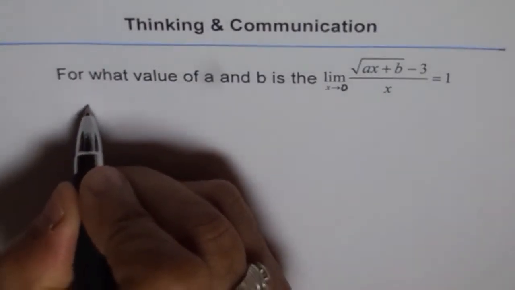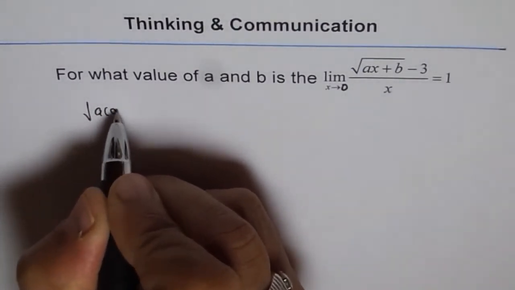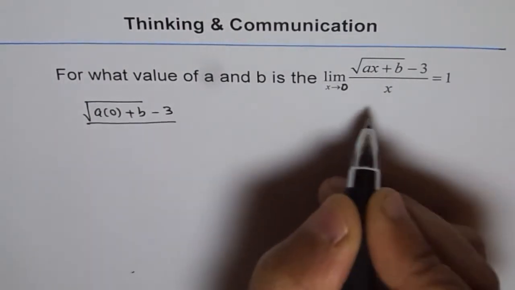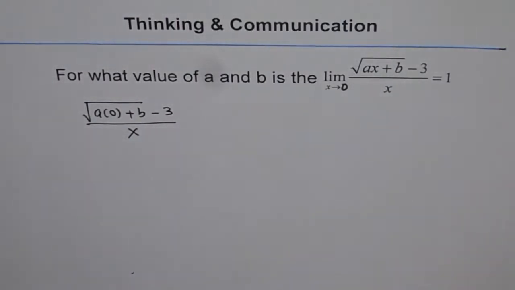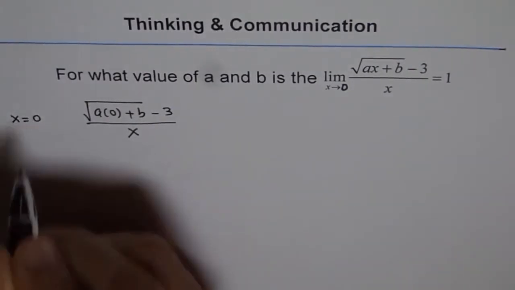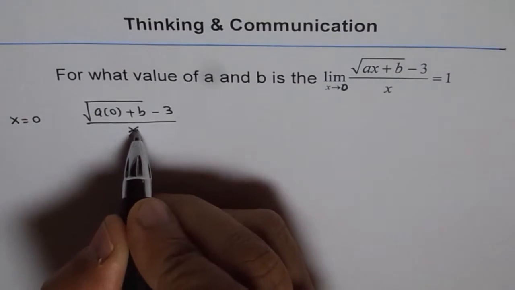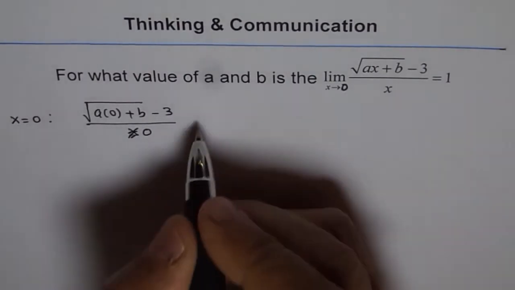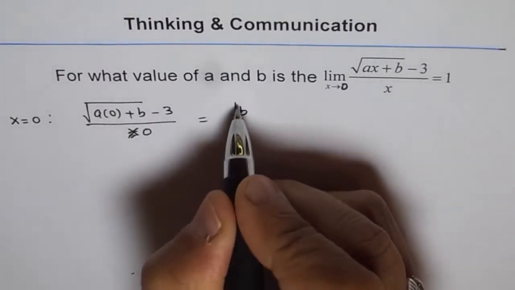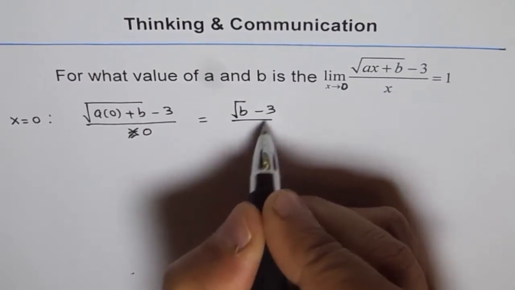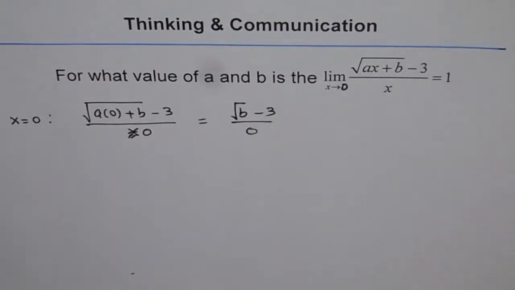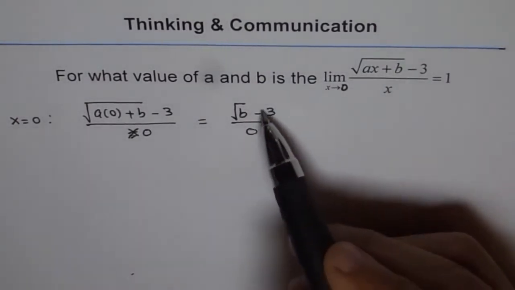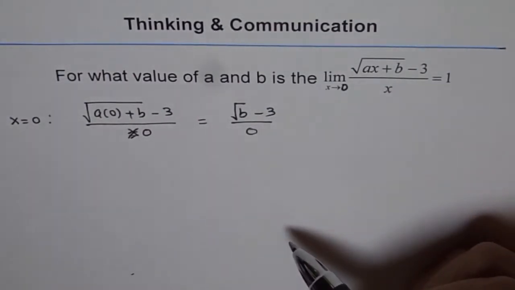So I get square root of a times 0 plus b minus 3 over x, and that x becomes 0, right? Over 0. If I substitute x equals 0, this is what I get, and that equals square root of b minus 3 over 0. Now, this really doesn't have a limit, correct? It cannot have, because something over 0 is undefined.